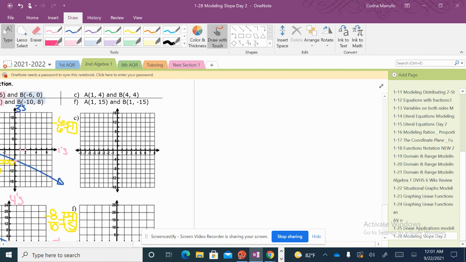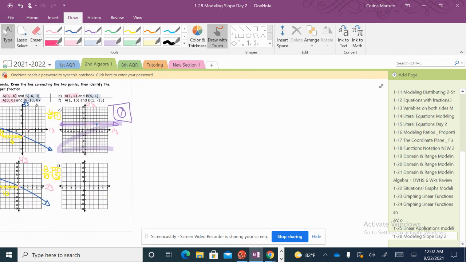Okay, the last one. So here we have A is 1, 4. Okay, so here we go 1 to the right and 4 up. Okay, if you notice, my x-axis is counting by 1s, but my y-axis is counting by 2s. Then we plot B. B is 4, 4. So here is 4, here is 4. Now this time, again, we have a horizontal line. So remember, whenever you have a horizontal line, you can make a Z. Okay, Z for 0 slope.